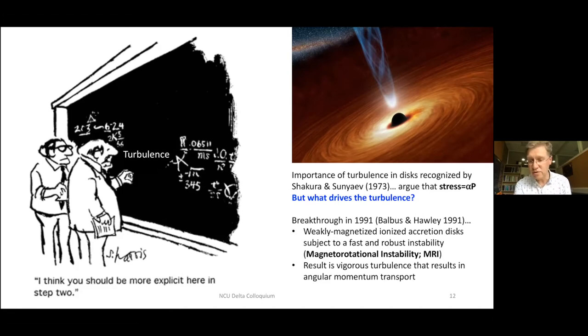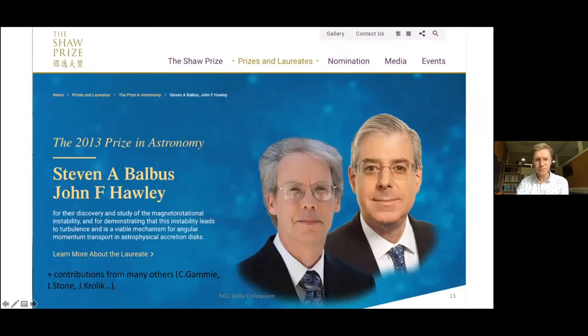And as a footnote, the instability itself had actually been recognized previously by a Russian author called Velikhov and also by Chandrasekhar. But it had sort of been buried in that literature and hadn't been recognized in its importance for accretion disks. So it was Balbus and Hawley who recognized the importance of this instability for accretion disks. For that, they were given the Shaw Prize in 2013.